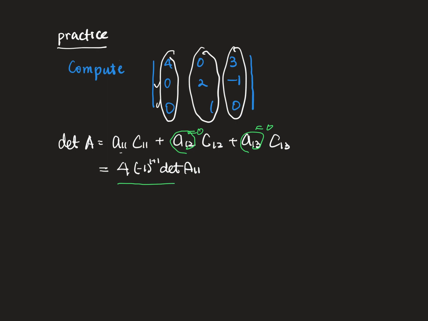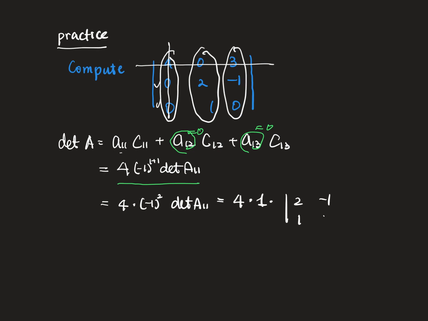So you're going to do this one. What you have to find is 4 times negative 1 squared. We're going to find determinant A11. So A11 is first row, first column. So you have 4, 1, 2, negative 1, 1, 0. So this one is 4. 2 times 0 is 0, minus 1. That's gonna be 4. That's what you're gonna find, guys.